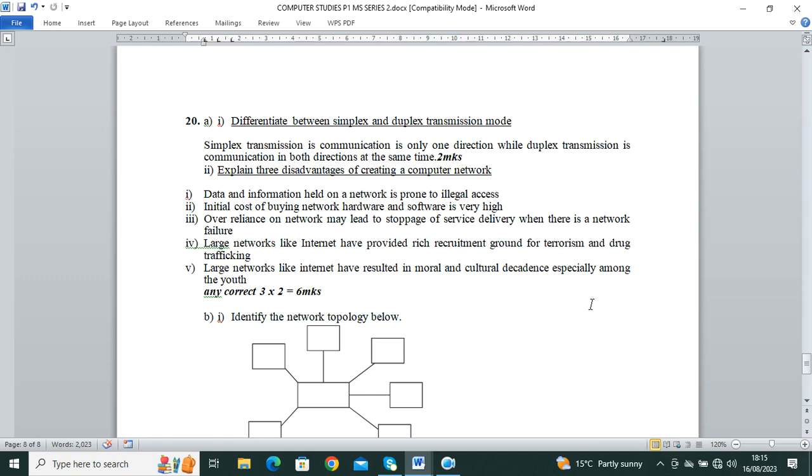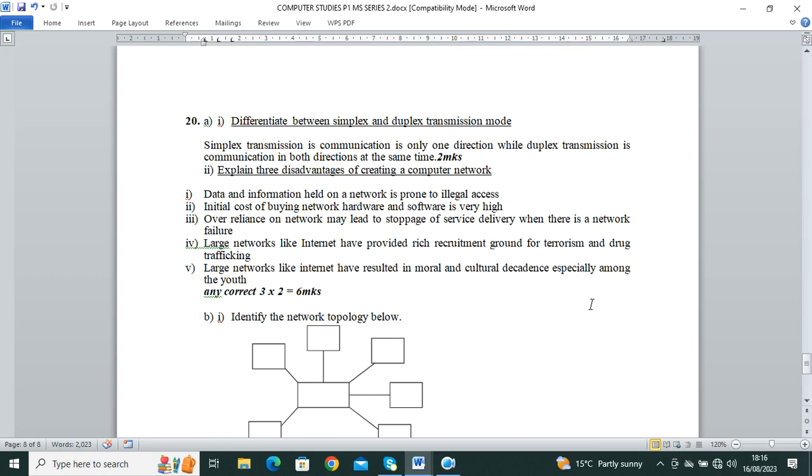Like, for example, when policemen are talking to each other, they must say over so that the other person can talk. But when you talk about duplex, somebody talks, then the other one talks. So it is a both-direction transmission. You also have full duplex, like in our mobile phones, where you can talk to each other and everybody is hearing. So make an effort to research on duplex, full duplex, and simplex.